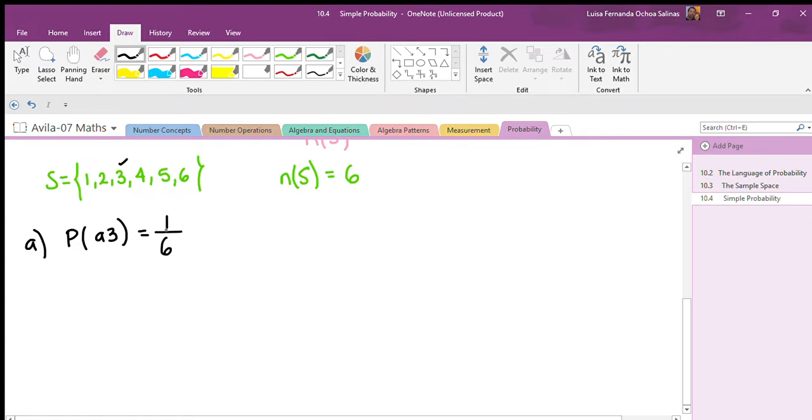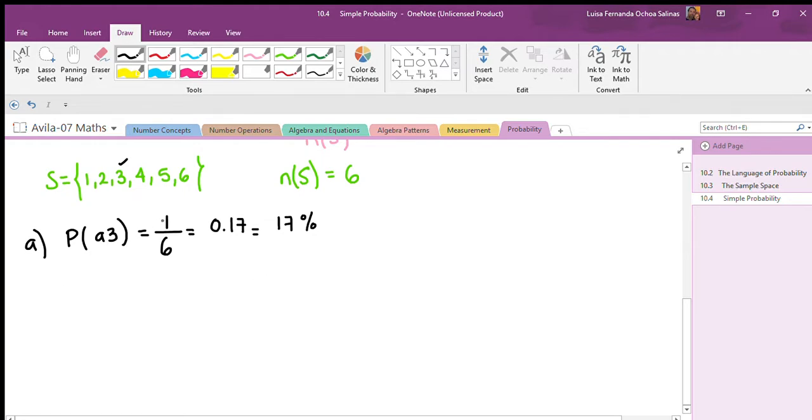If you do this division, 1 divided by 6, you obtain 0.16666666, and it goes forever. If you use your calculator, you'll obtain the same. If we round that to 2 decimal places, we obtain 0.17, and therefore this is equal to 17%. Okay, perfect. So that's the first one.